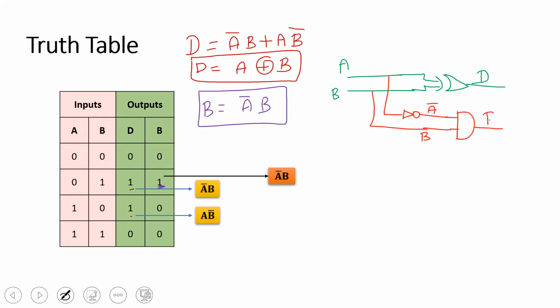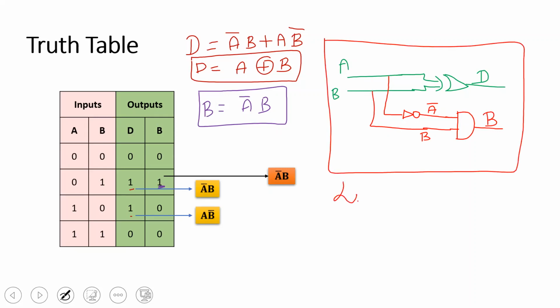This is my borrow. This is the half subtractor logic diagram. Simple as that. This is the expression. So the half subtractor circuit is very, very simple. Truth table construct pannikonga, then the expression, then the logic diagram.